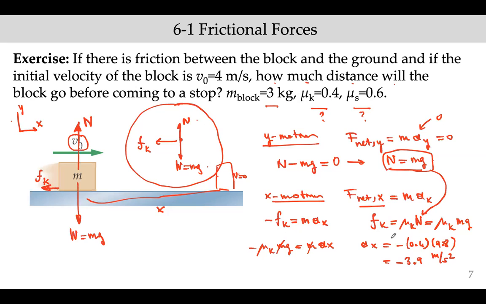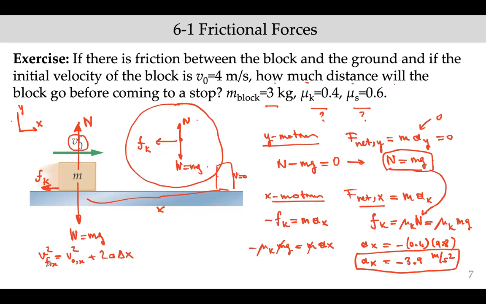Now, the last part is calculating how much distance it goes. So we're going to calculate x now. So this is the acceleration. So how do you calculate x? There are different ways to do it. The easiest one in this case is using this formula. V final squared equals, here x component, V0 x component squared plus 2 A delta x.